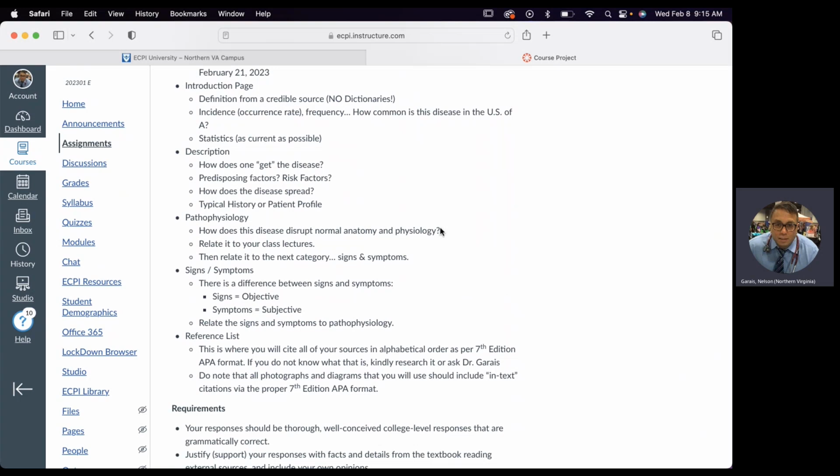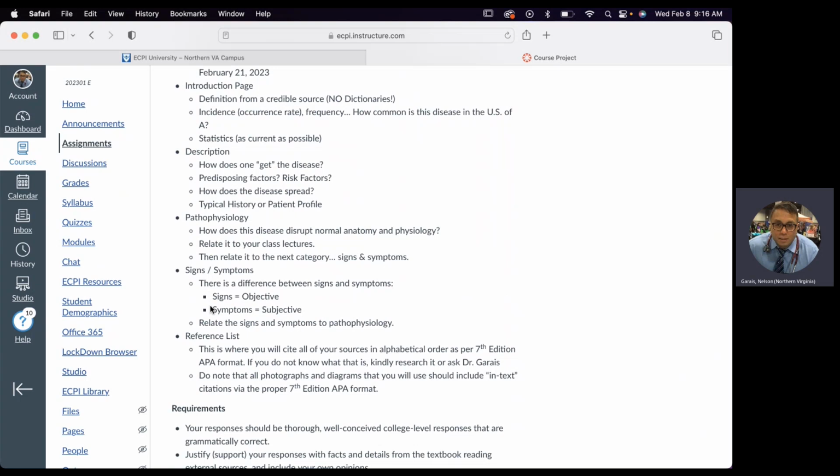Hence, that's why you get inverted nipples. That's why you get dimpling of the skin. That's why you get orange peel skin or peau d'orange skin. It's because the ducts are being broken down by the sheer force of the number of cancer cells that are growing out of control. That's how you explain it.